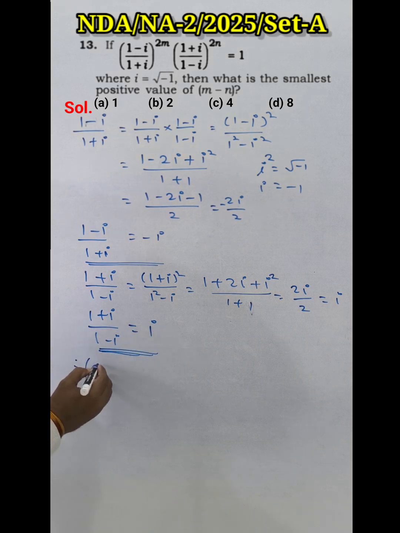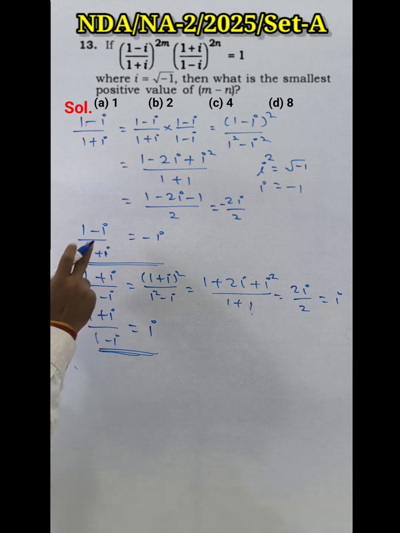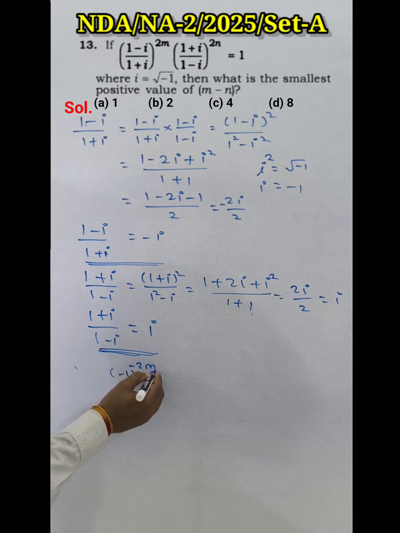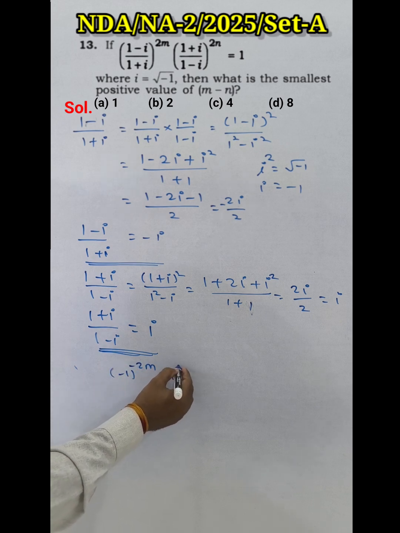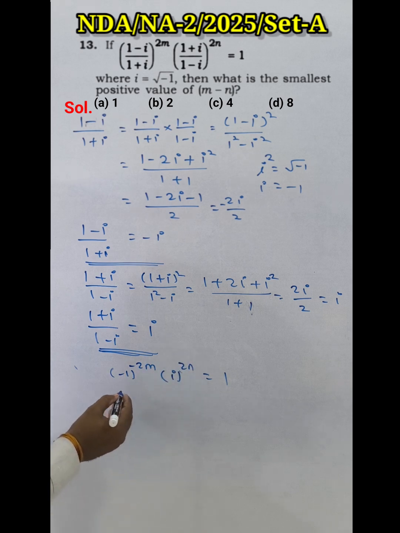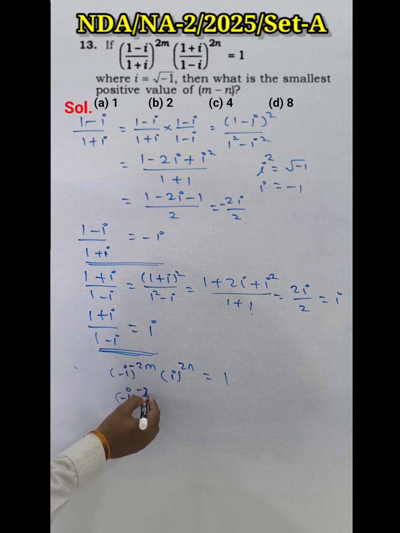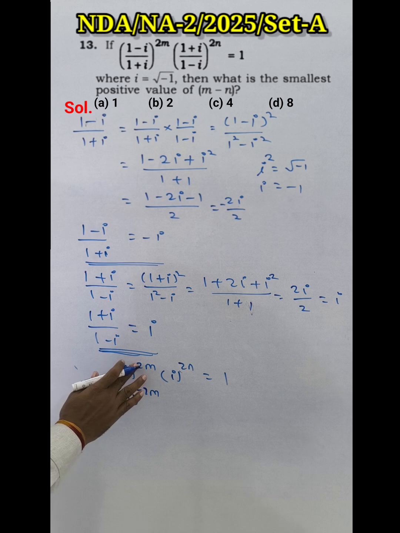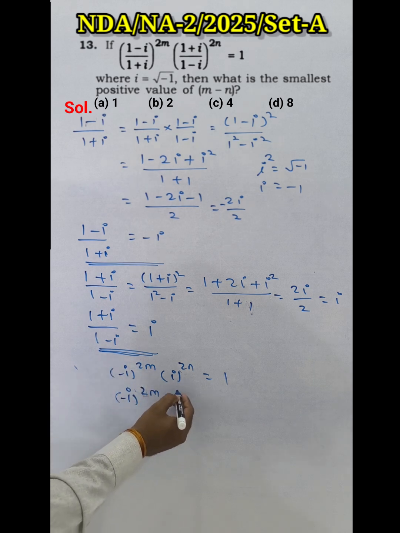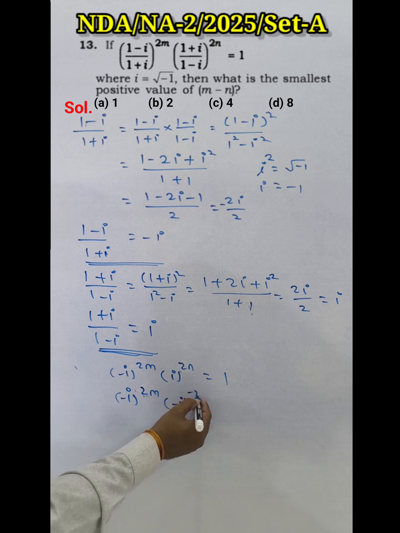Therefore, we put these values in the given relation. What is the given relation? ((1 minus i) upon (1 plus i)) raised to 2m multiplied by ((1 plus i) upon (1 minus i)) raised to 2n is equal to 1. Now, minus i raised to 2m only, not minus 2m, multiplied by i raised to 2n.